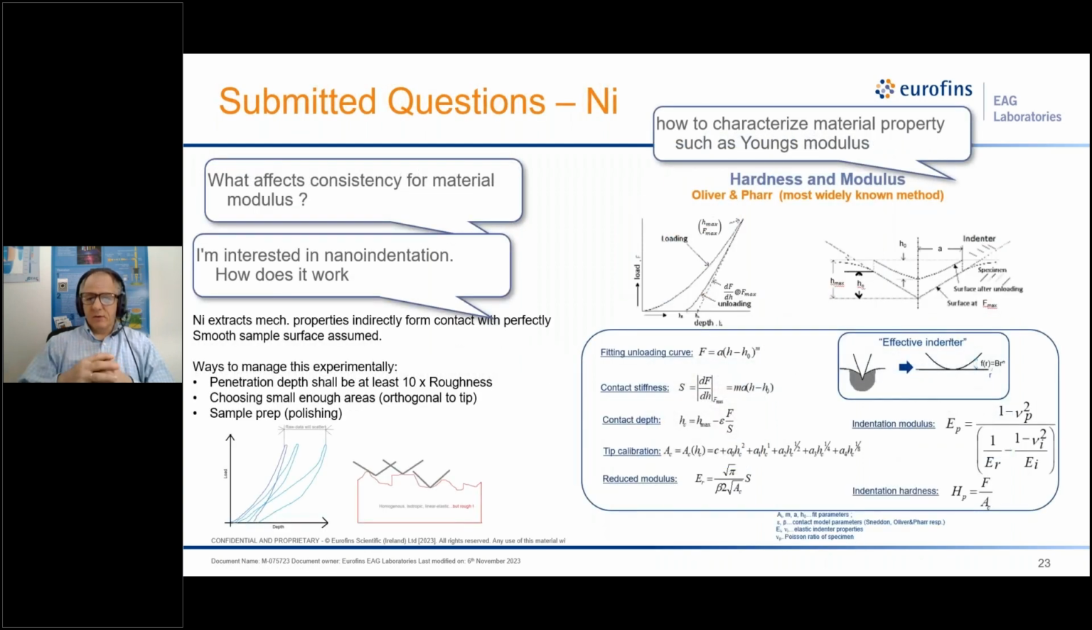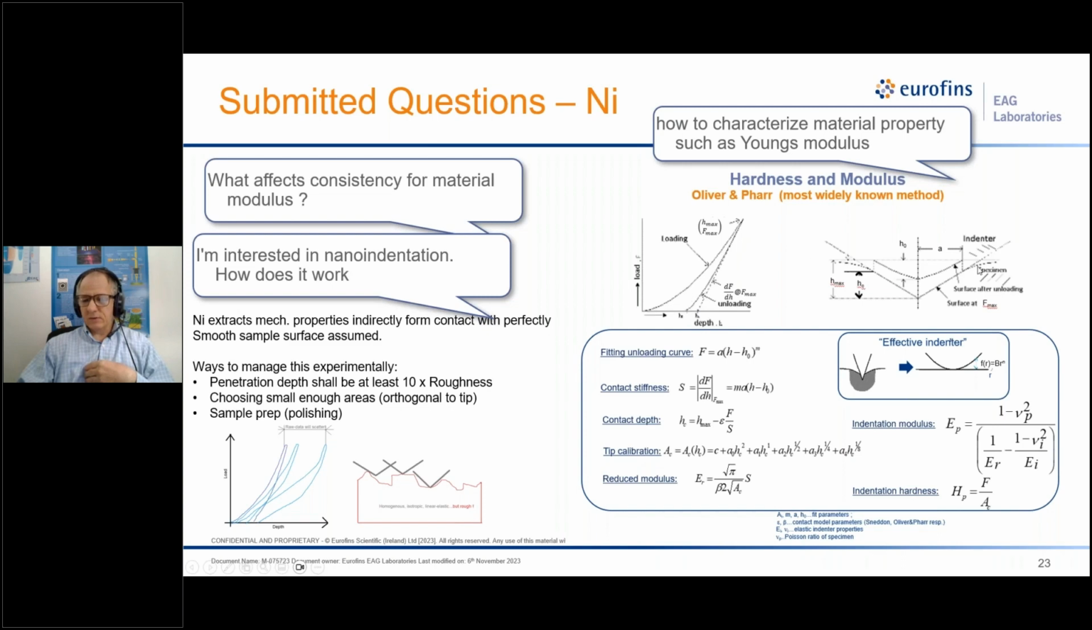So nanoindentation, how does it work was the question. How to measure the material properties such as Young's modulus from it, or what affects the consistency in the Young's modulus. So let's step for a moment to some basics here. Instrumented indentation is a technique which is widely used, and there we first record the force displacement curve. So we continuously record these two quantities, so we get a curve.